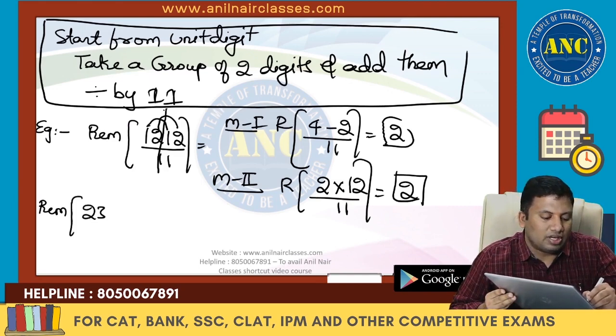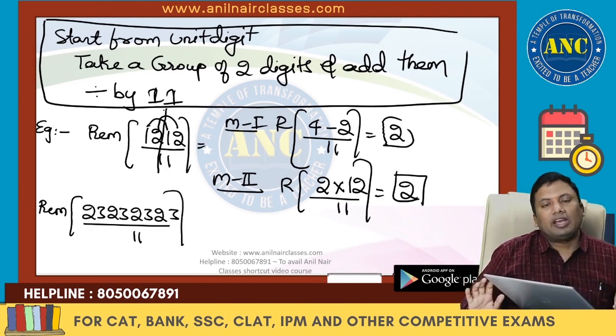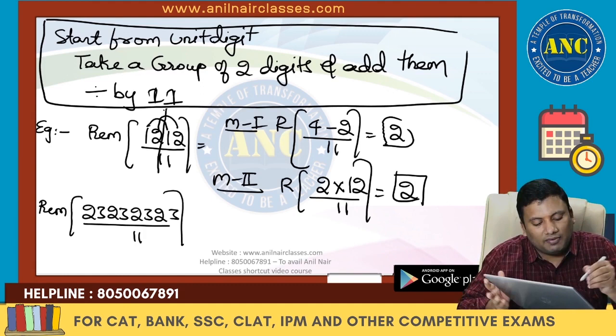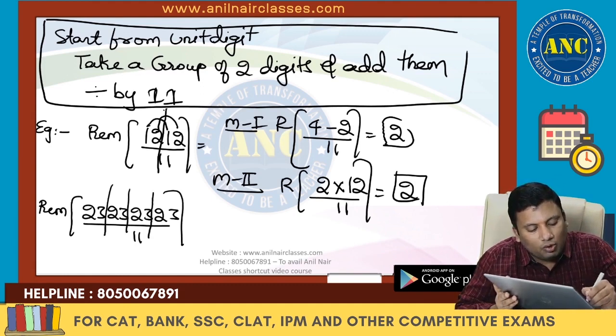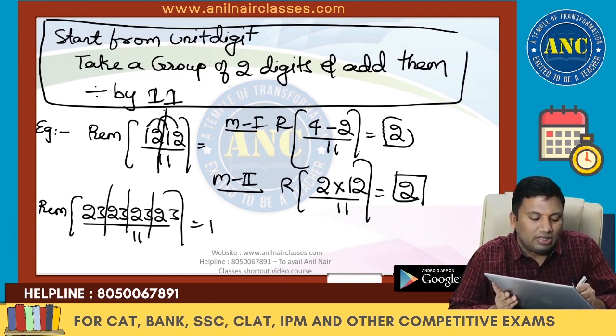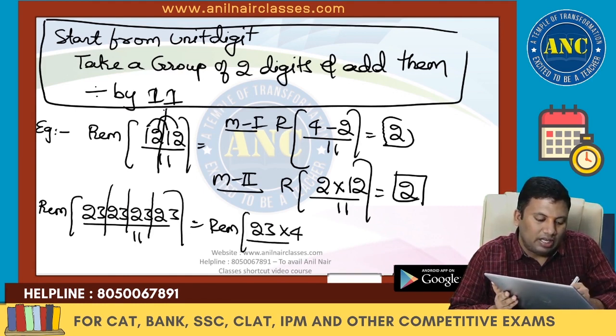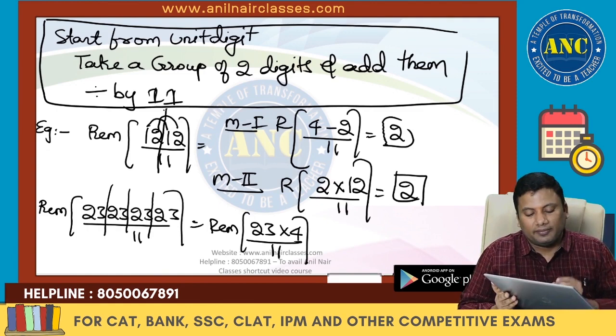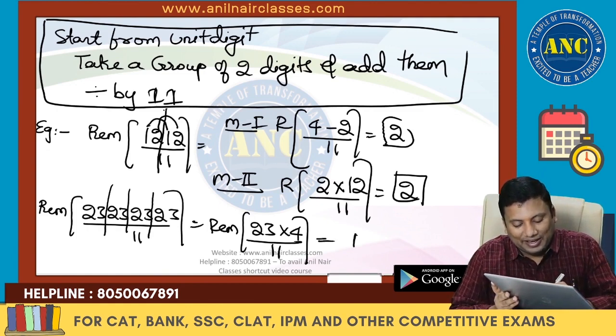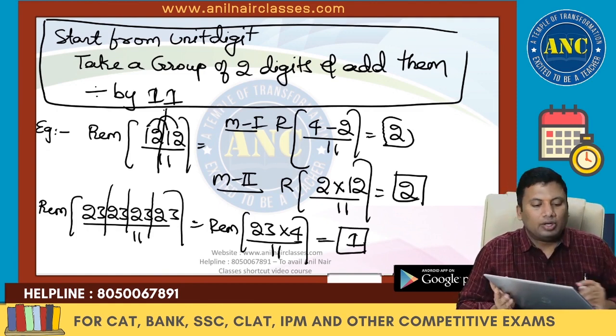Suppose the question is 23, 23, 23, 23 divided by 11. Instead of taking the sum of the odd places and the sum of the even places, take a group of 2 digits and add them. 23 added 4 times, so it is 23 into 4 divided by 11. 11 twos are 22, remainder 1, 1 into 4 is 4.